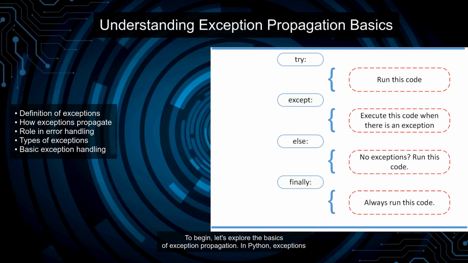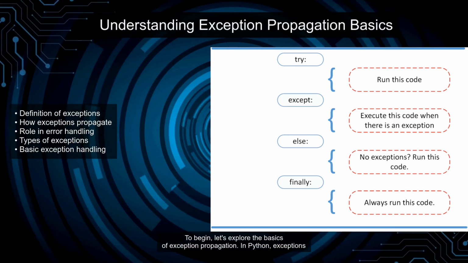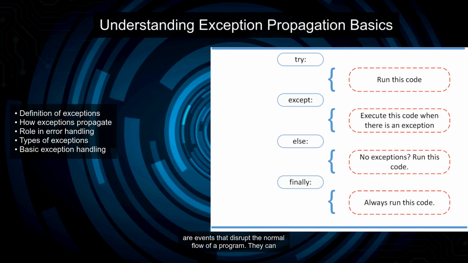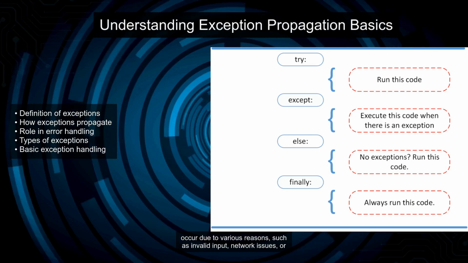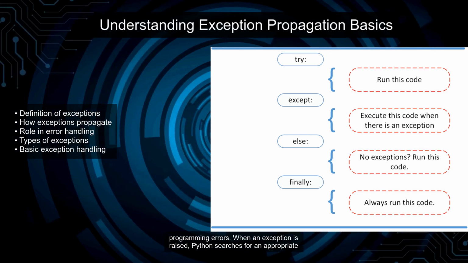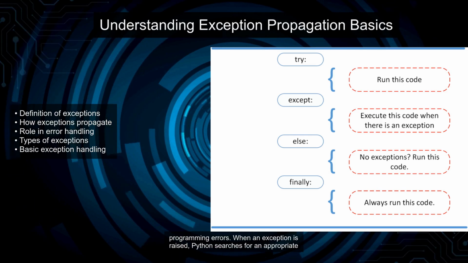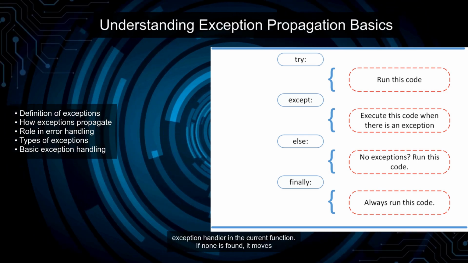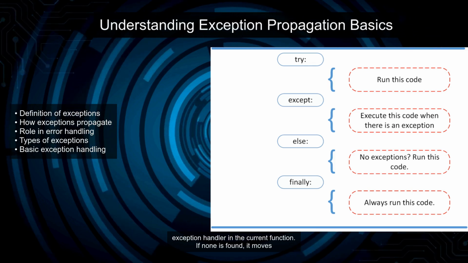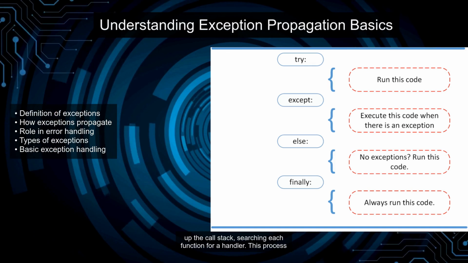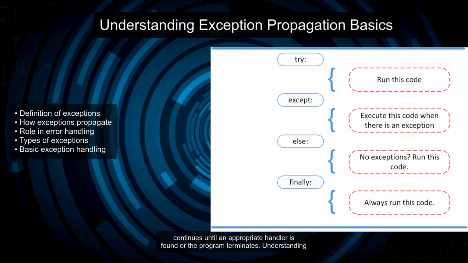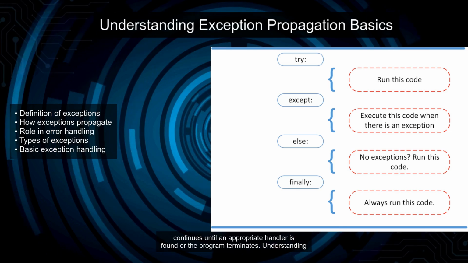To begin, let's explore the basics of exception propagation. In Python, exceptions are events that disrupt the normal flow of a program. They can occur due to various reasons, such as invalid input, network issues, or programming errors. When an exception is raised, Python searches for an appropriate exception handler in the current function. If none is found, it moves up the call stack, searching each function for a handler. This process continues until an appropriate handler is found or the program terminates.